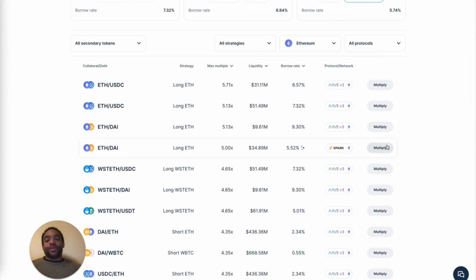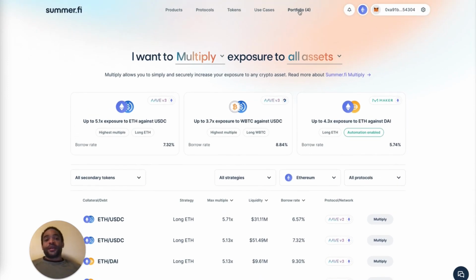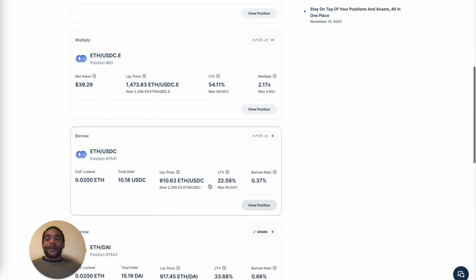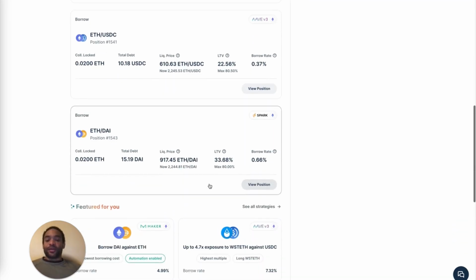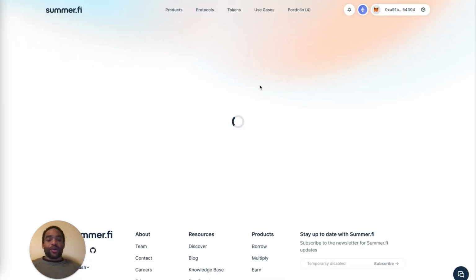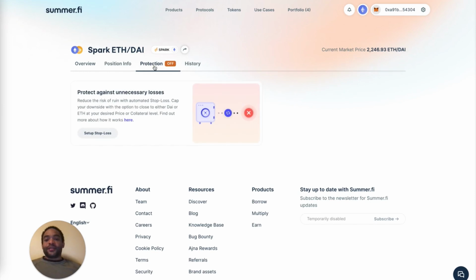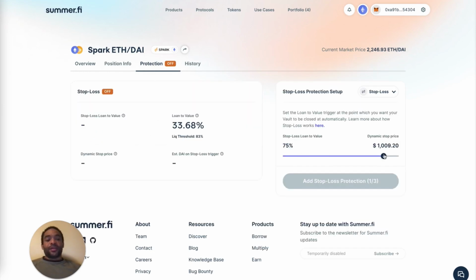On Summer, you can set up a stop loss, which is really nice. You can also set up other types of automation, which I'll get into in future videos. But one that is really interesting to see, I'll show it on this borrow position, is that you can add what we call protection here. This is a stop loss, and you can pick both the price and the LTV at which you're saying, I don't want to be exposed to so much ETH, or whatever the underlying collateral is, and the position will automatically close, and you'll no longer have to worry about liquidation, which is great.